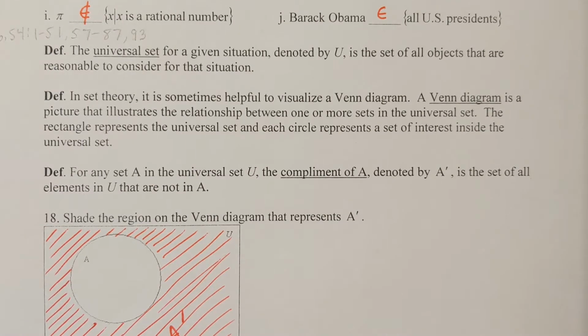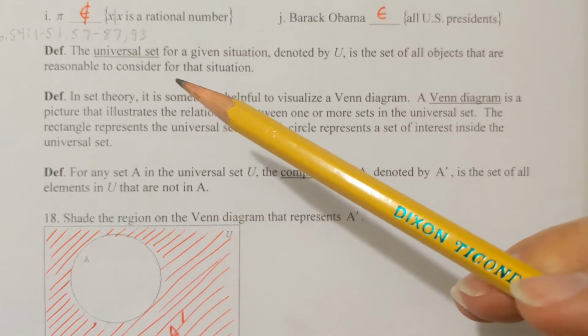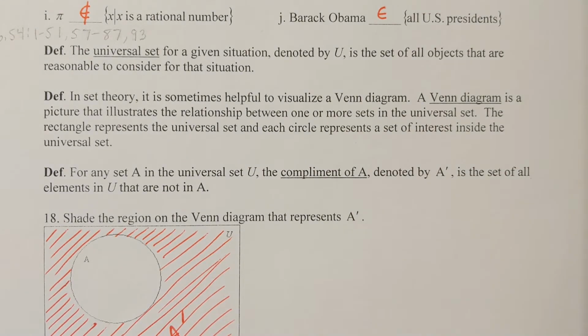Okay, so here's where section 2.2 would begin. A couple of terms to talk about first thing. The universal set for a given situation, which is denoted by a capital U, is the set of all objects that are reasonable to consider for that situation.